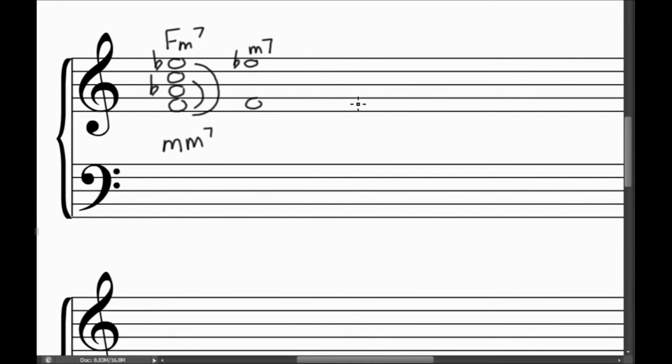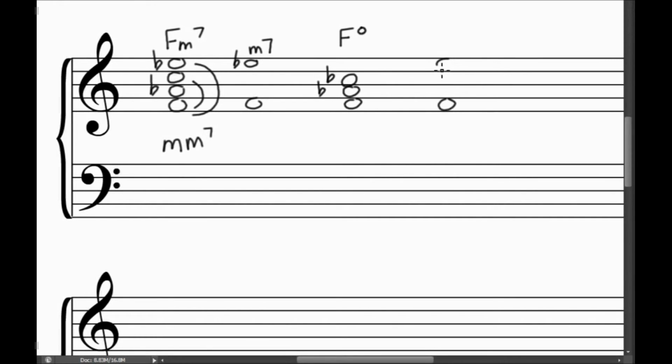Let's stick with that F chord again. Now we're going to make it diminished. So F, A flat, C flat. So now it's a diminished chord. So I'm going to write F with a diminished sign. Now I'm going to have to think about this minor seventh again.